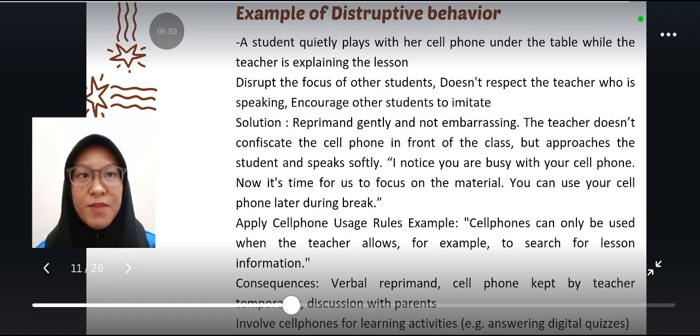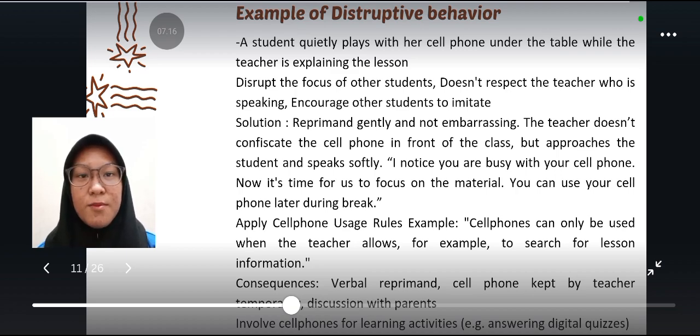Example of destructive behavior: a student quietly plays with her cell phone under the table while the teacher is explaining the lesson. This disrupts the focus of other students, doesn't respect the teacher who is speaking, and encourages other students to imitate. Solution: reprimand gently and without embarrassing. The teacher doesn't confiscate the cell phone in front of the class, but approaches the student and speaks softly.